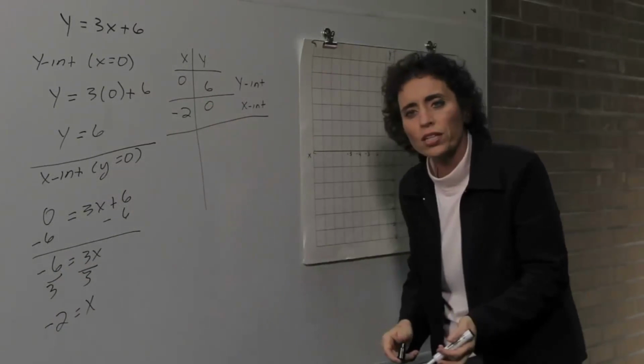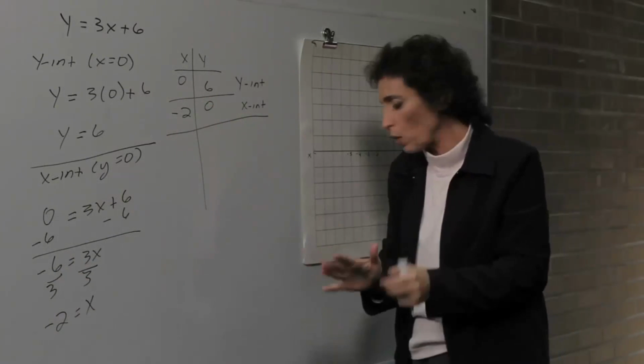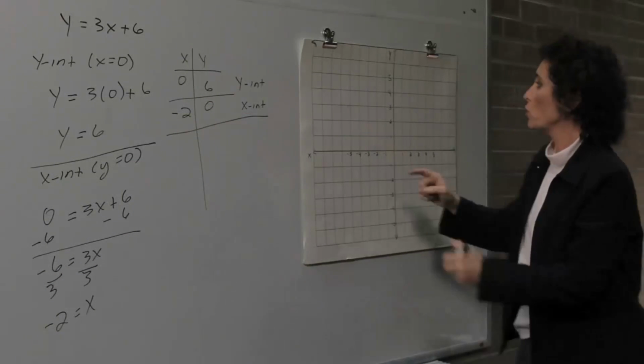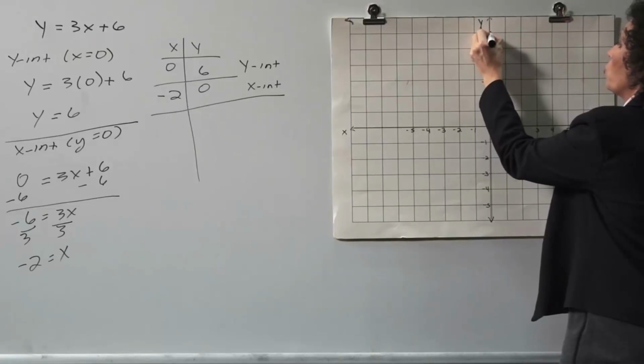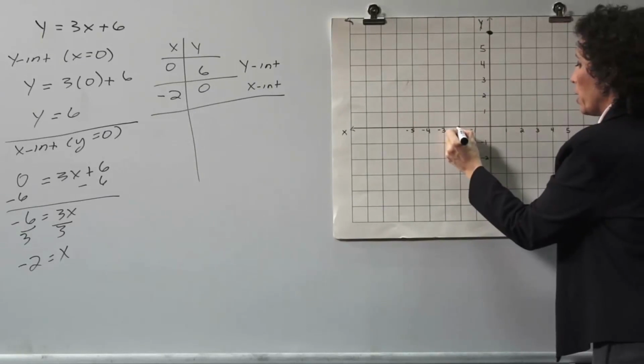Now I need another point if I want 3 points. So I need another number, any number I want. I can pick any number I want. And this is really just for insurance. Let me show you why. I have (0, 6) already. Here is (0, 6). Okay, I have (negative 2, 0). Here is (negative 2, 0).